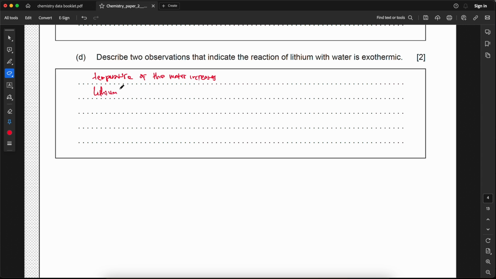And when lithium reacts with water, lithium should melt, so it will produce heat, or heat will be lost to the surroundings, which is also an exothermic reaction. Or a pop sound is heard because it's very, very reactive. So you can choose two of these three.